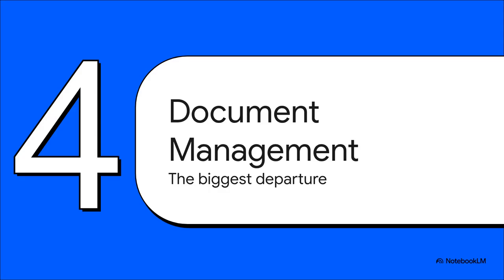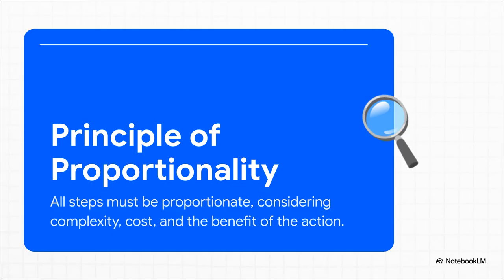Okay, on to Section 4, document management. Now, this is probably the single biggest departure from standard court procedure, and it's something you absolutely have to master. The guiding light, the golden rule for everything to do with documents on the SCL is this principle: proportionality. And it's not some fuzzy, vague concept. It's a hard rule. Every single action you take, every document you ask for, has to be justified by weighing the complexity of the case and what's at stake against the real-world cost and benefit of that action.